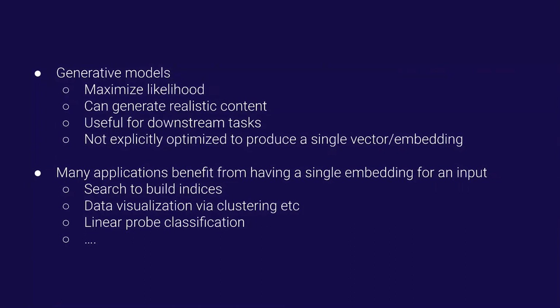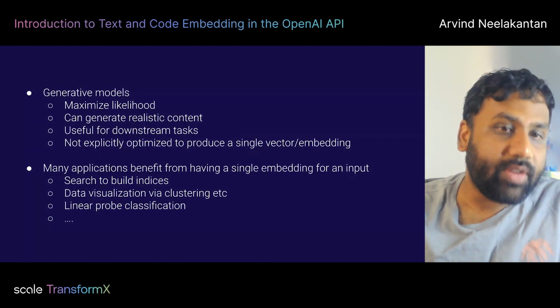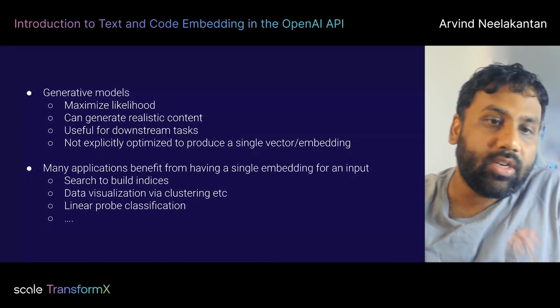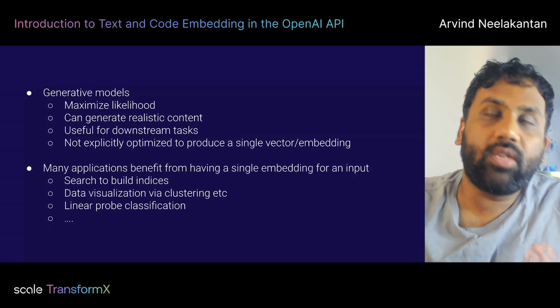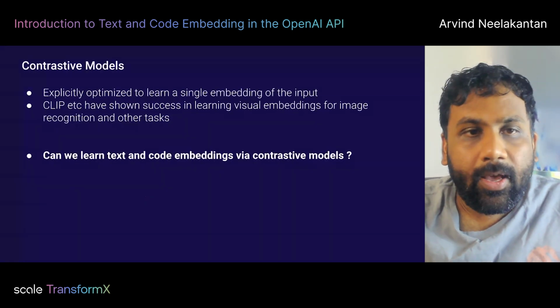Let's take search, for example. You want to search on a large collection of documents, given a query. Or you want to do data visualization, where usually you want to do things like clustering and so on. All of these use cases require an embedding of an input. So it's a condensed representation of the input that you can use as features for your downstream applications.